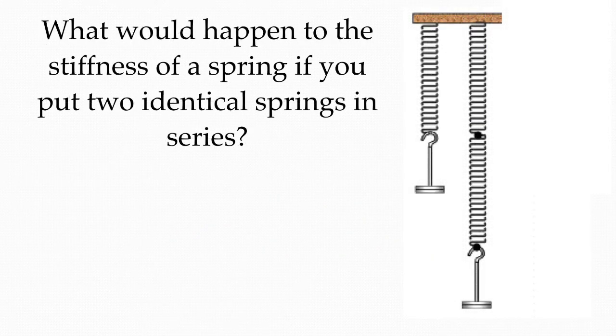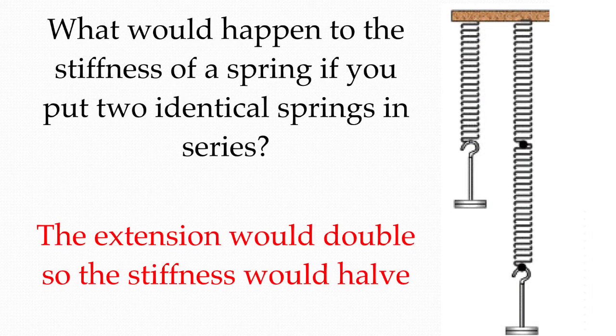Here we have two spring systems. On the left hand side you have a single spring with a mass hanging from it, and on the right hand side two identical springs, again with the same mass hanging from them. How would the stiffness of the two springs compare with the stiffness of the single spring? Well, the extension of the two springs in series would be twice as large, and therefore the stiffness would be half as much.